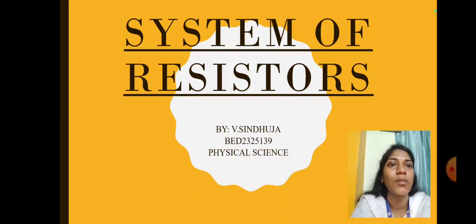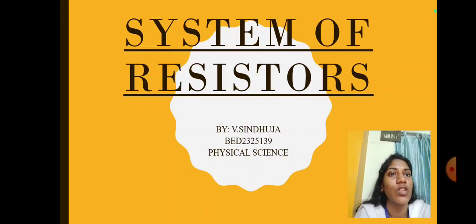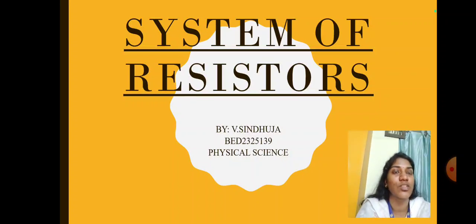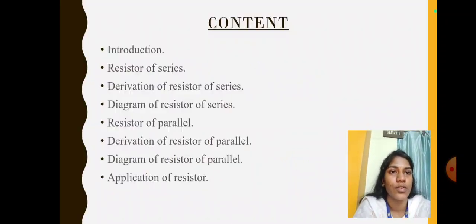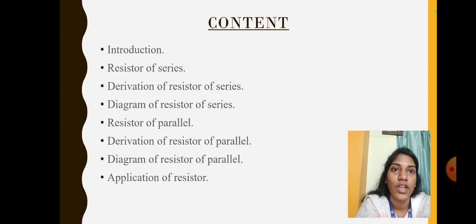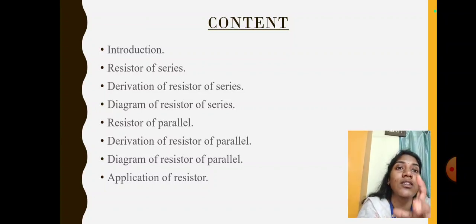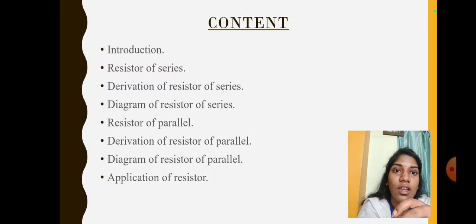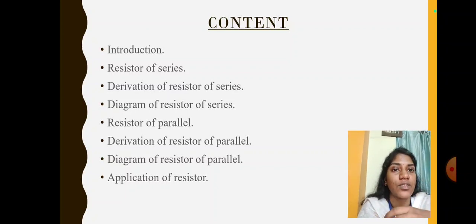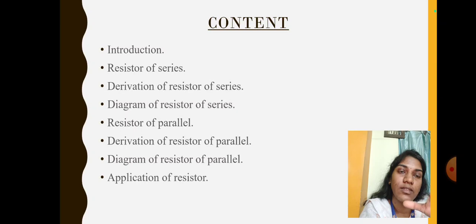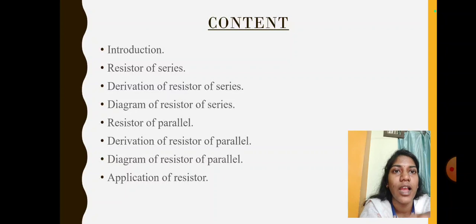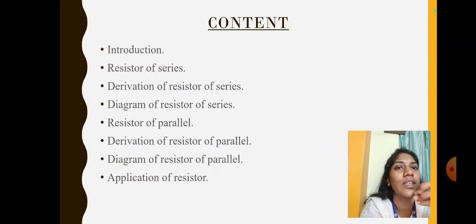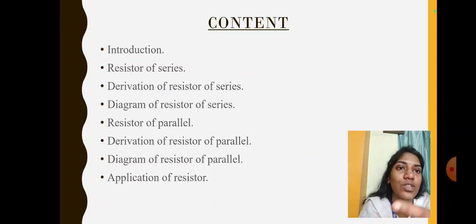Today we'll be seeing about system of resistors. What are resistors and what are the different systems of resistors? We'll see the introduction to resistors, resistors in series, the derivation for resistors in series, and the diagrammatic representation of how the series is represented. The next one is the parallel resistor, then the derivation of the parallel resistor, the diagrammatic representation, and application. At last, we'll have a few questions to assess how well you have understood the concept.